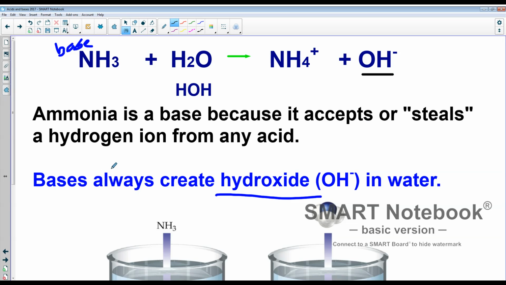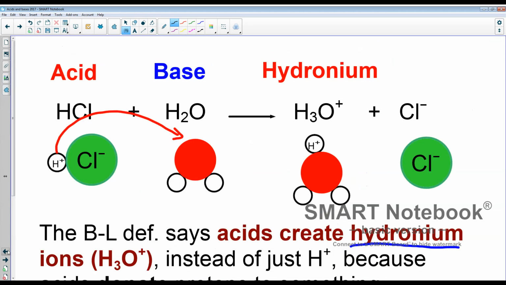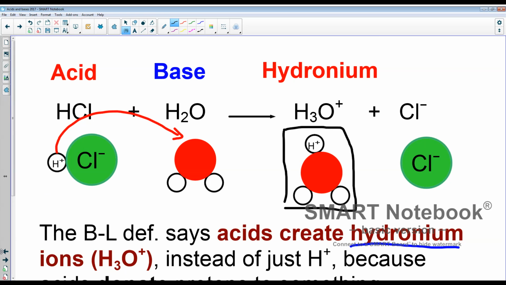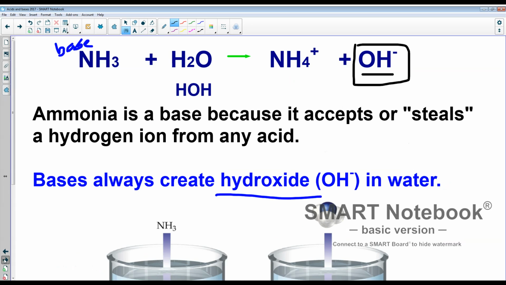Okay, so basic solutions always contain hydroxide, which is what they knew for 40 years. They knew that hydroxide was present in basic solutions, but not because the bases donate the hydroxide directly, but because the bases take hydrogen away from water. And what's left over is actually hydroxide. So hydroxide is the leftover after water has lost a hydrogen, which is the opposite of when water is exposed to an acid. Water has an extra hydrogen, H3O. Okay, so you get the sense that water can really be an acid or a base.